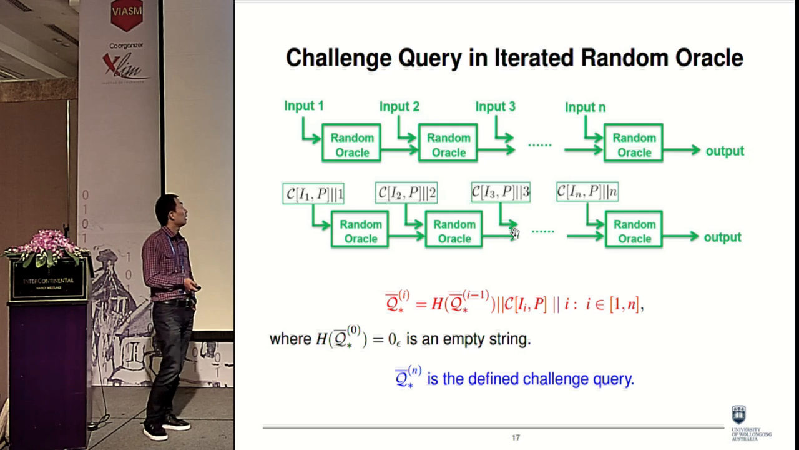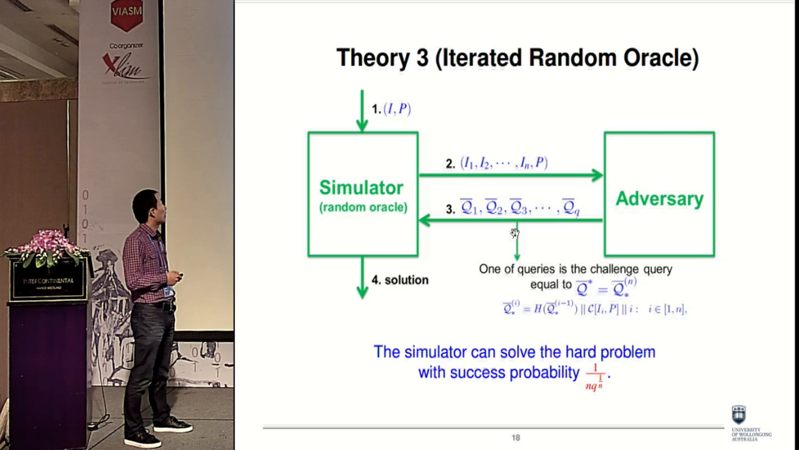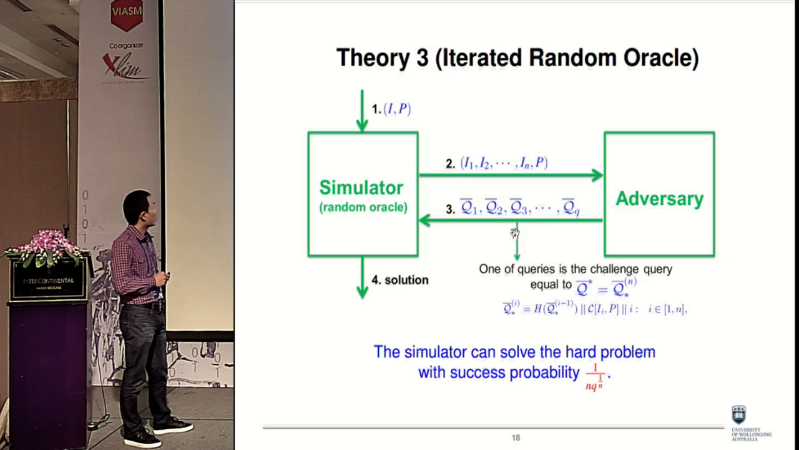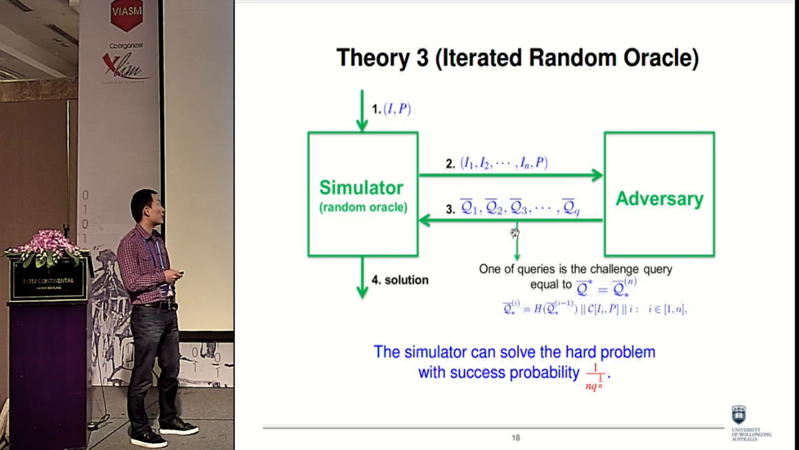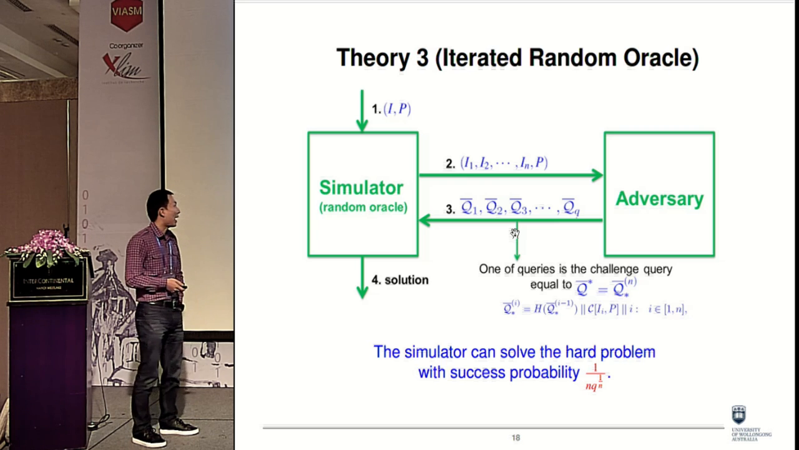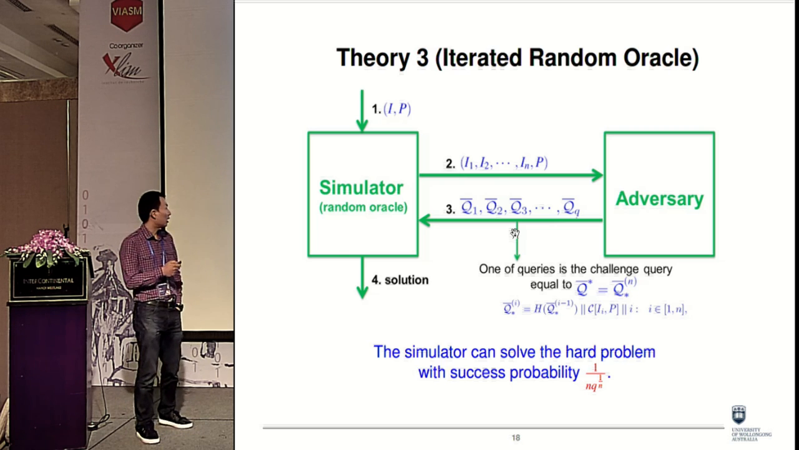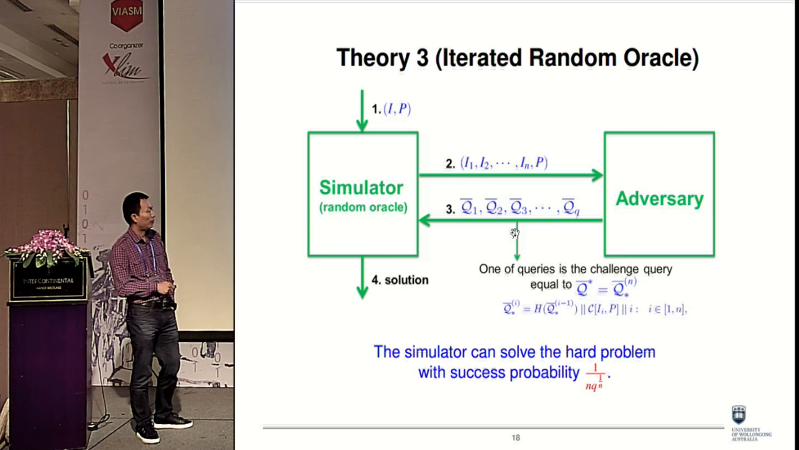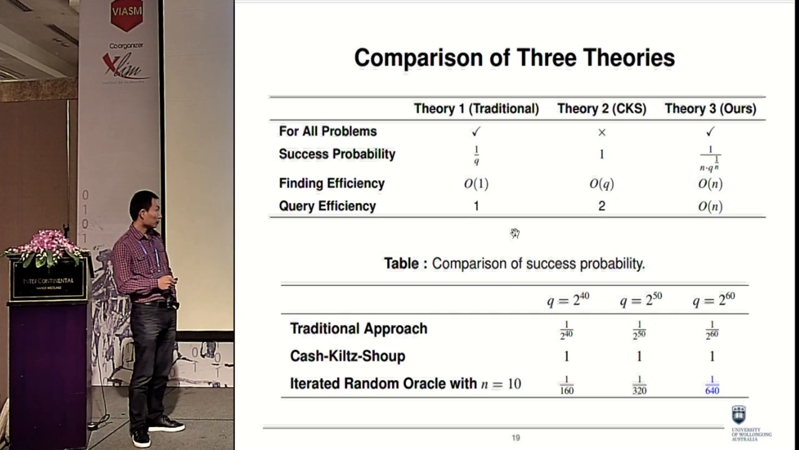And this is the main contribution of this work. We prove it in this way. Suppose the simulator is given an instance I under the problem P. Then the simulator will use n instances under the same problem P to simulate a scheme for the adversary. The adversary will make several queries, where one of the queries is equal to the defined challenge query. In this case, we can prove the simulator can solve the hard problem with success probability 1 over n times q to the power 1 over n. And this is the comparison.